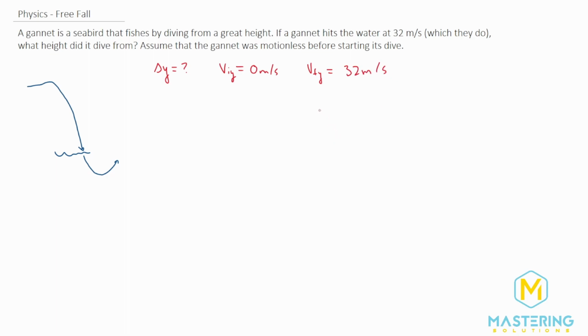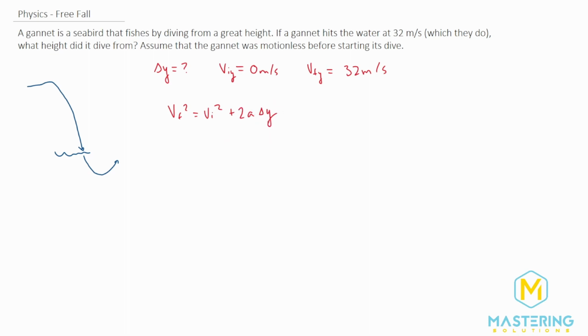So we need to find a formula that has all of these variables in it, but we don't know how long it was in the air for. So we can't have one that has time in it. So the one that we'll be using is v final squared is equal to v initial squared plus 2 times the acceleration times the delta y.